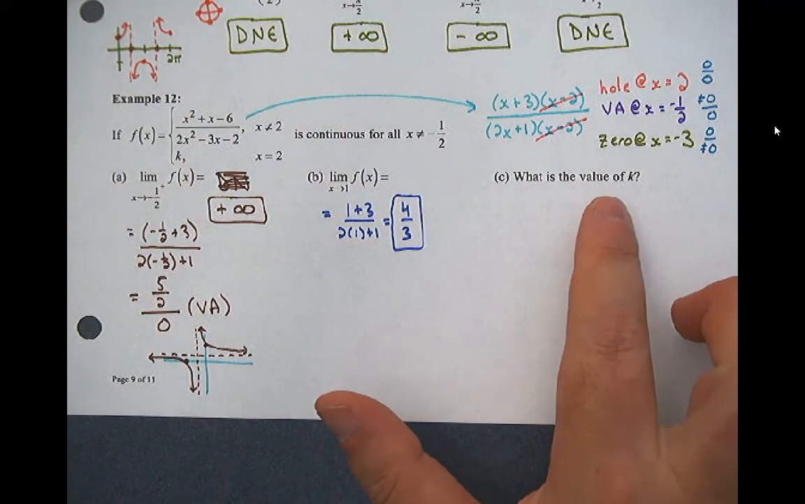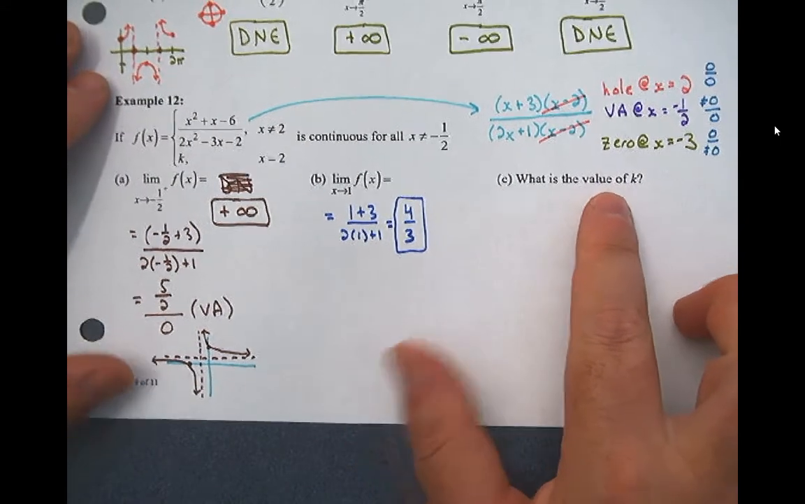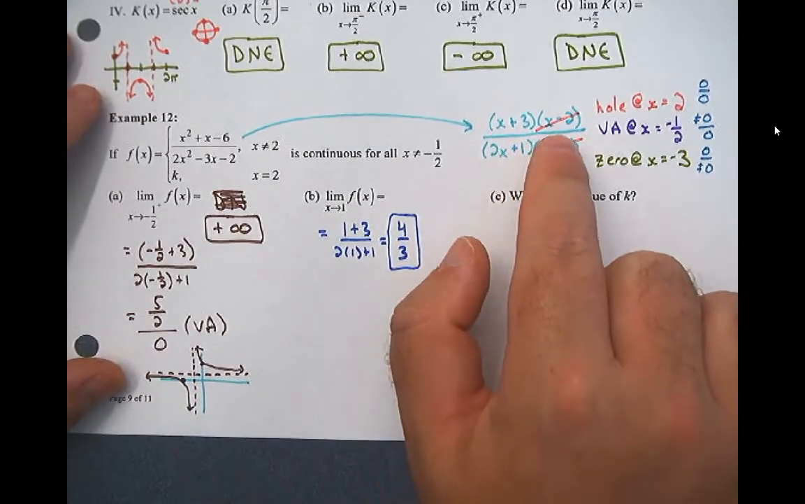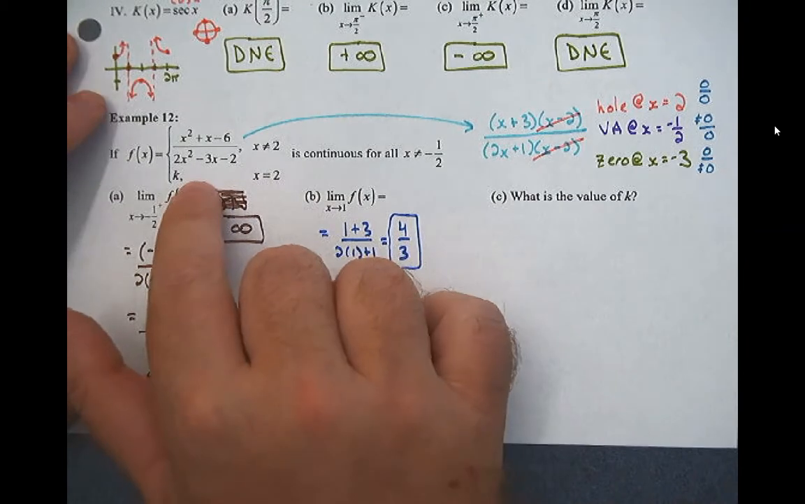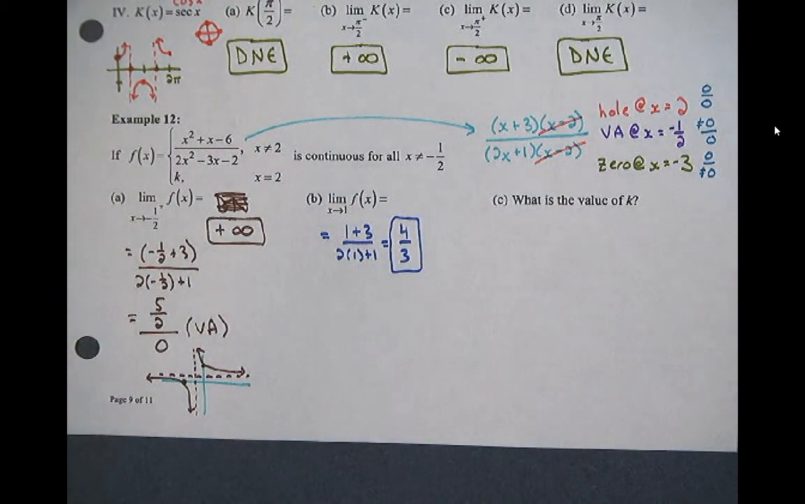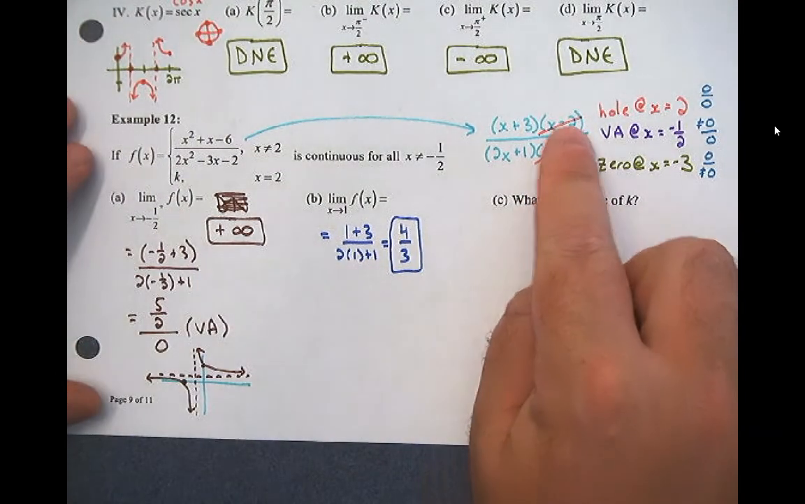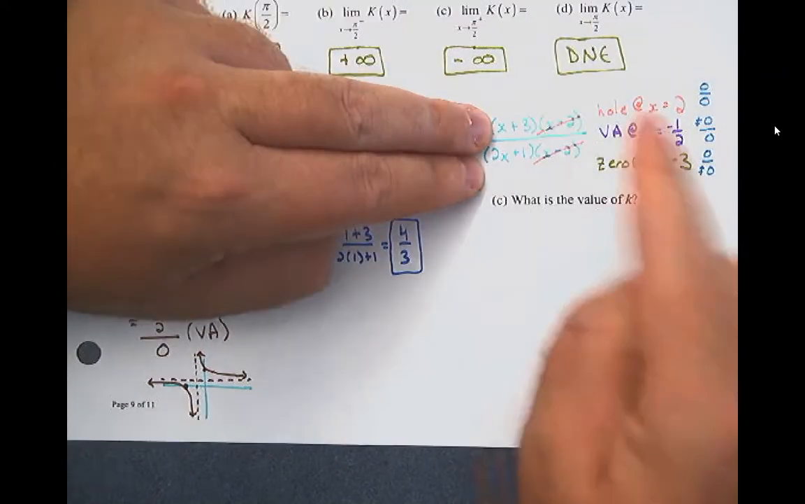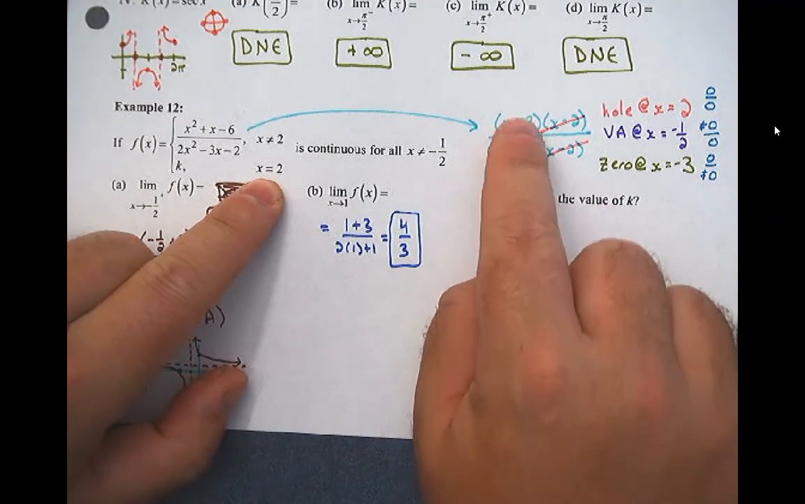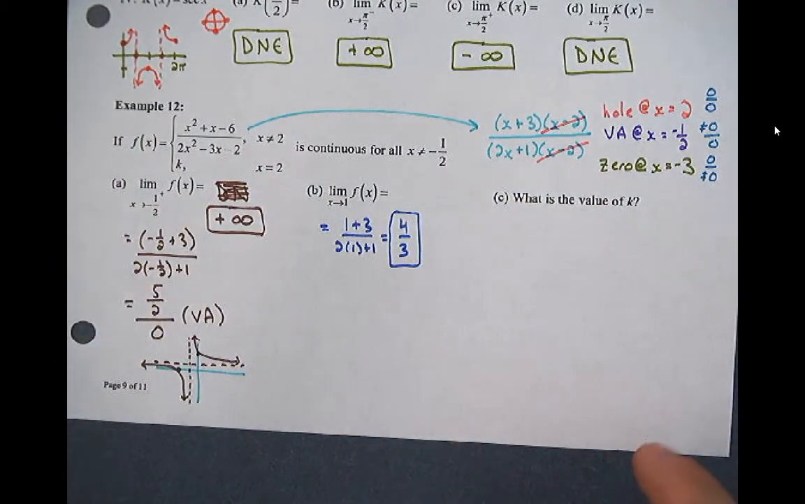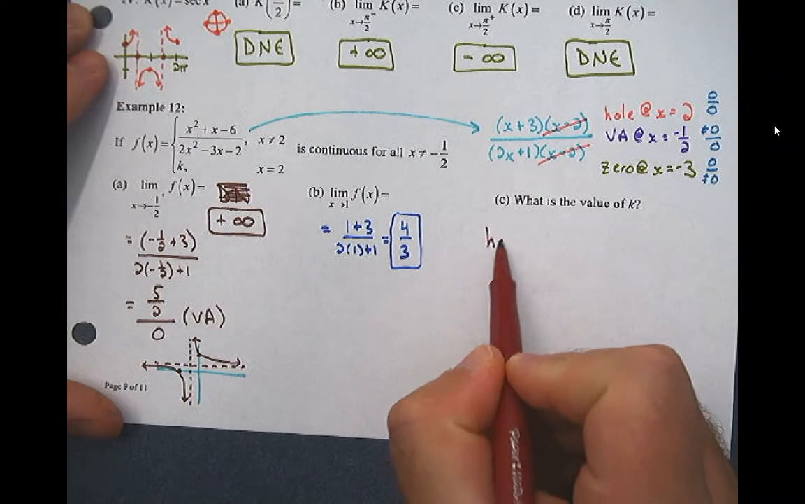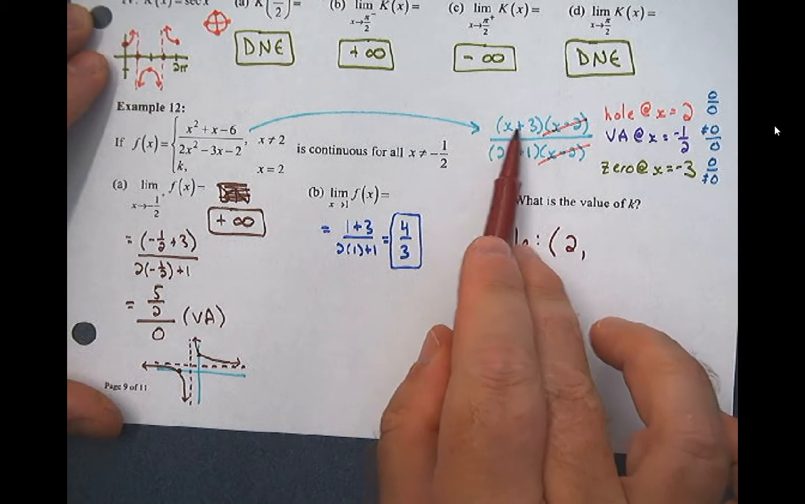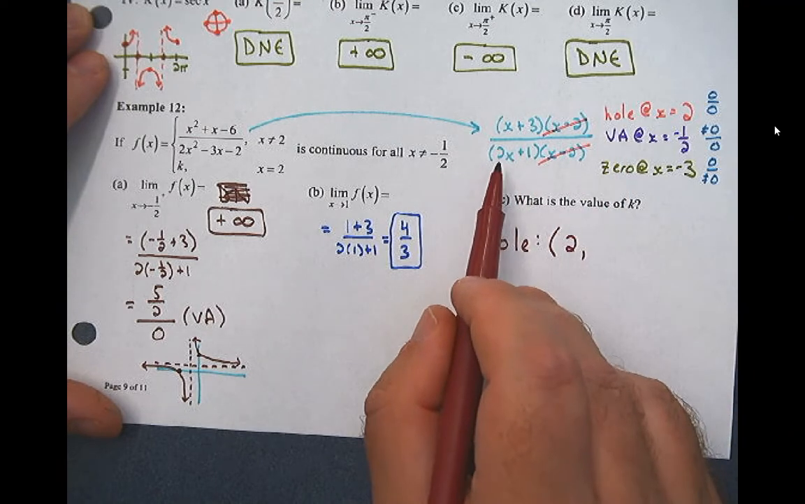What is the value of k? So in other words, what they're asking here is what height is the hole? If you can figure out the height of the hole, then you'll know what to plug in for k so that our function is continuous. So I'm going to go back to my function, eliminate the hole, and plug in x equals 2, because whatever I get then should be the height of the hole.